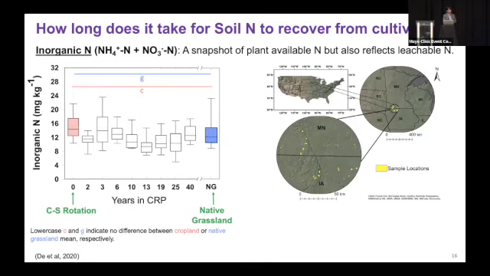All right, so in this figure, your x-axis is years in CRP, or what we also call a chronosequence study. Also, within the same spots where we collected the samples, we had some topographic differences. There were 4 different topographic positions: shoulder, back slope, foot slope, and toe slope. The y-axis is our inorganic nitrogen concentration, which is the summation of ammonium and nitrate nitrogen.